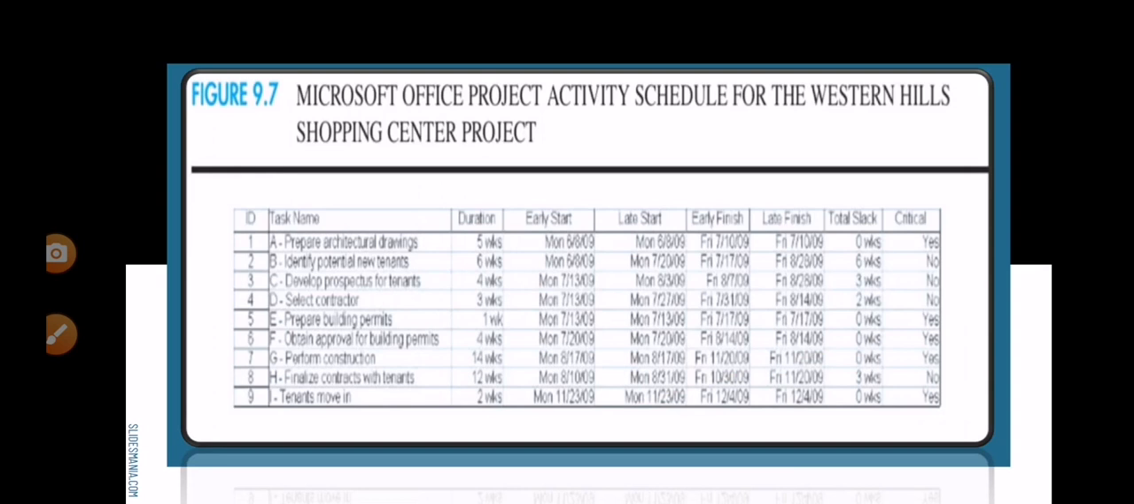So kani siya dinhi na nato makita ang sa Microsoft Office project activity schedule for the Western Hill Shopping Center project. So in activity A, 5 weeks man ang duration. So gibutang na diri kana sa mag-start, kana sa late mag-start, kana sa ang early finish and late finish. So iya na siyang gibutan og date. So mo na siya gibutang kung pila ang total slack, and if this activity is critical.